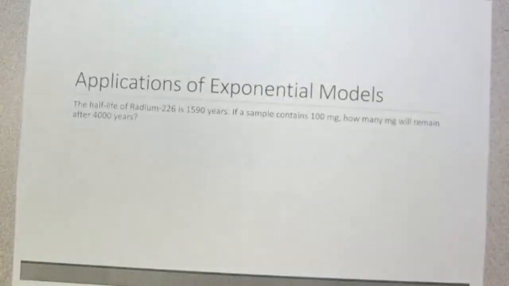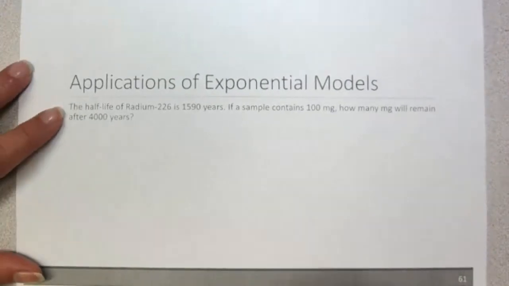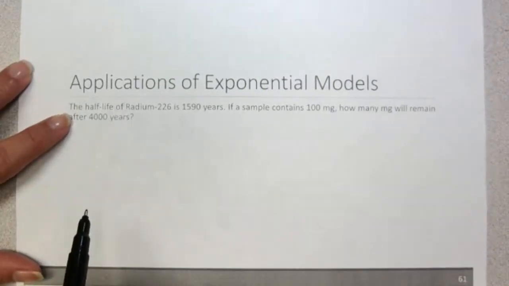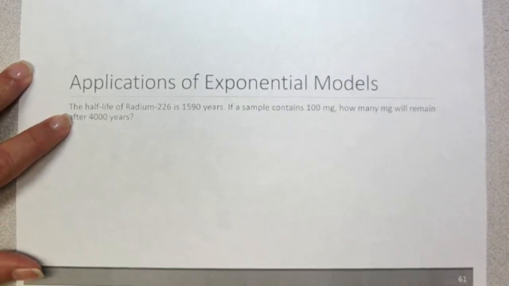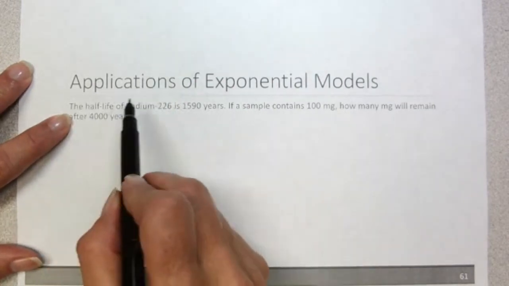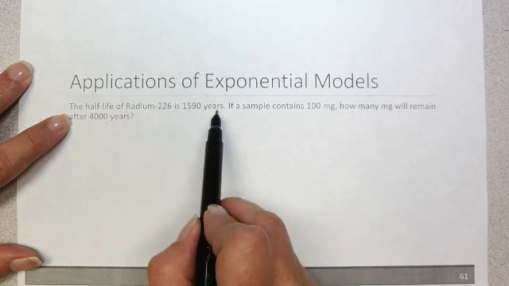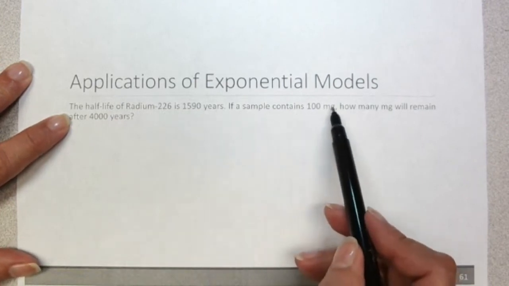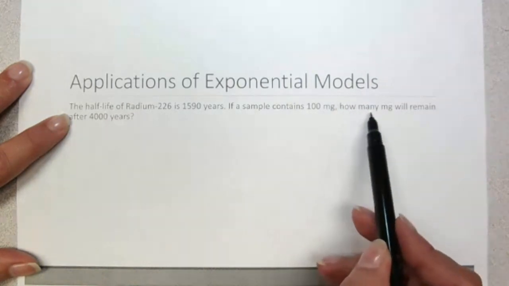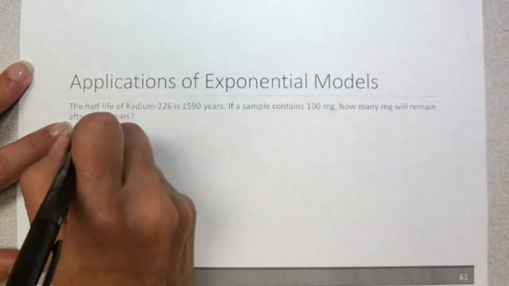Let's look at one more application. Here's an exponential decay. Whenever you see half-life, that's going to be exponential decay, which means it's going to have a negative exponent, or a negative decay rate. The half-life of radium-226 is 1,590 years. If a sample contains 100 milligrams, how many milligrams will remain after 4,000 years?